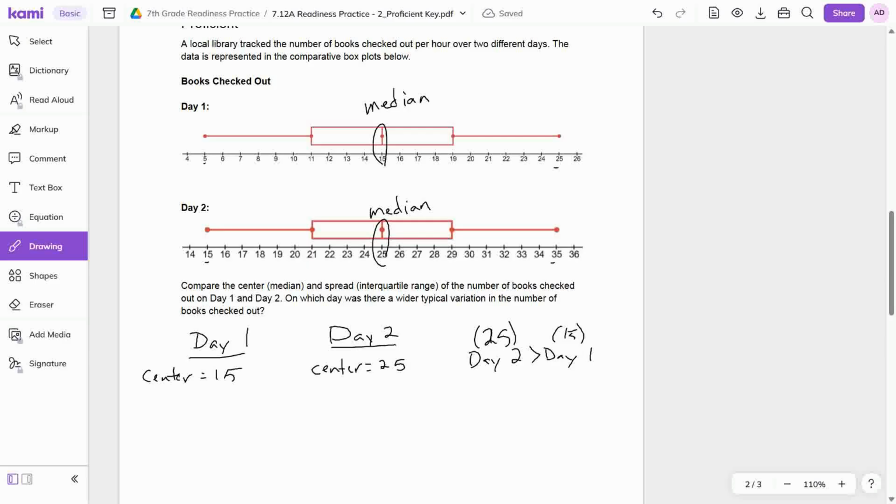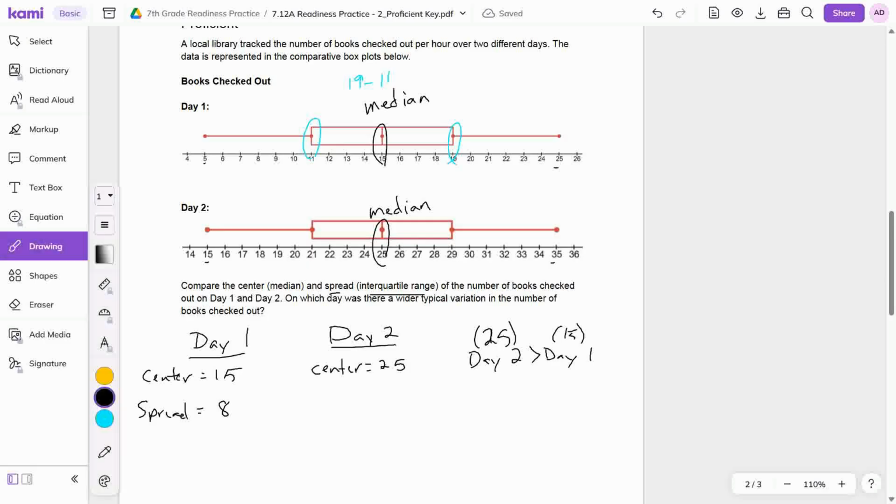Now we can look at the spread. Now this one we're looking at the interquartile range. Let me change colors here. We're looking at quartile 1, quartile 3, and looking at the distance. So that's going to be 19 minus 11. So it's like the range, but it's interquartile. It's at the first and third quartile. It's at the two edges of the boxes. So 19 and 11. So that's going to be 8.